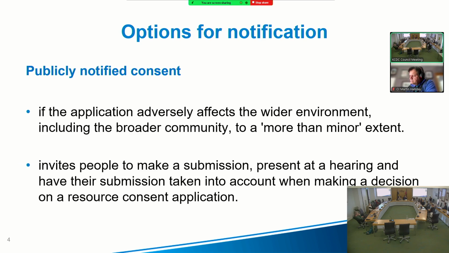Now, there are three instances where public notification would be done. The first is if the applicant requests it to be publicly notified, or if the adverse effects on the environment will be more than minor. And I will try to explain more than minor. Again, the criteria for that is extremely prescriptive in the RMA. So it has to meet specific criteria for it to be considered more than minor.